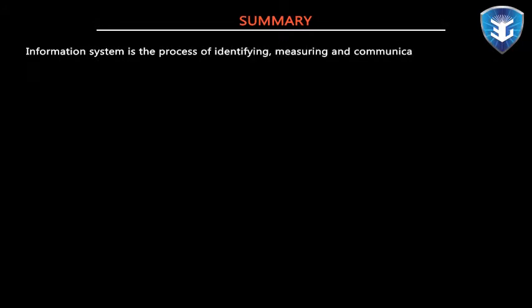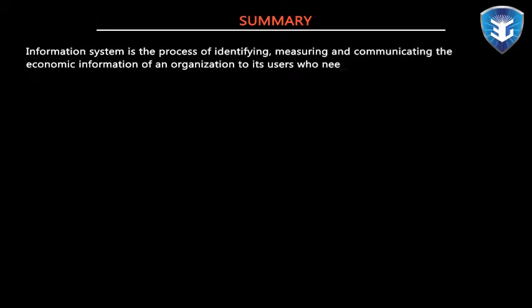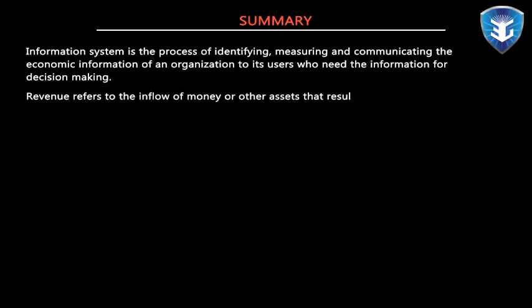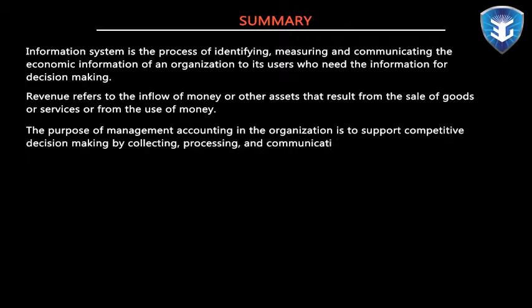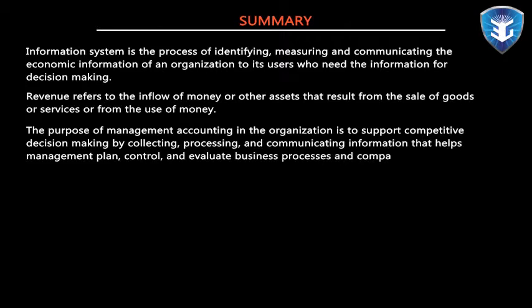Now in the end, let us summarize what we have learnt in this lecture. Information system is the process of identifying, measuring and communicating the economic information of an organization to its users who need the information for decision making. Revenue refers to the inflow of money or other assets that result from the sale of goods or services or from the use of money. The purpose of management accounting in the organization is to support competitive decision making by collecting, processing and communicating information that helps management plan, control and evaluate business processes and company strategy.